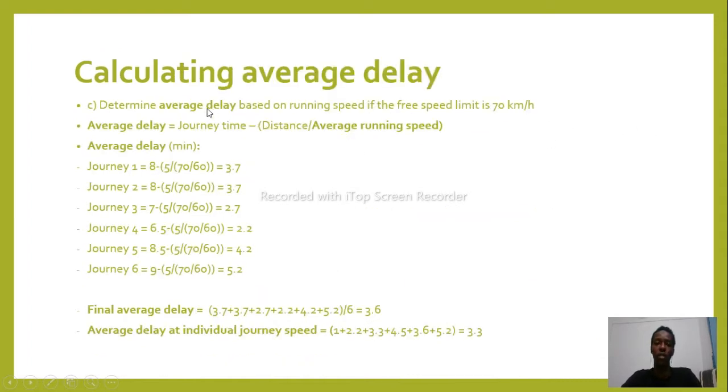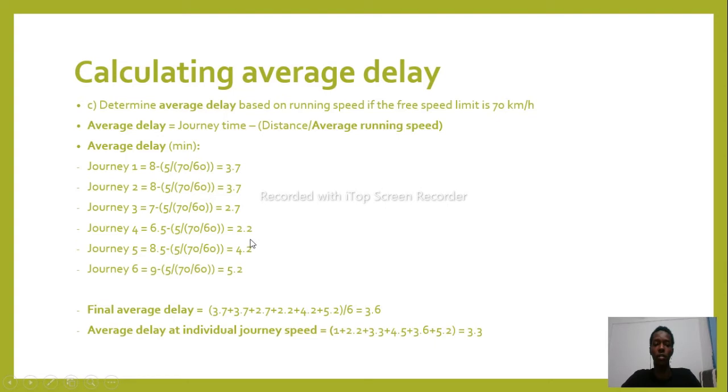Okay, let's go on to the average delay. So for calculating the average delay based on running speed, if the free speed limit is 70 kilometers per hour, the average delay equals journey time minus the distance divided by the average running speed. So looking at journey 1, the average delay is equal to the journey time, which is 8 minutes, minus the distance, which is 5 kilometers, divided by the average running speed, which is 70 kilometers per hour. Then we divide by 60 in order to convert it into kilometers per minute, because we want our answer in minutes. Therefore, we get 3.7 minutes as the average delay time.